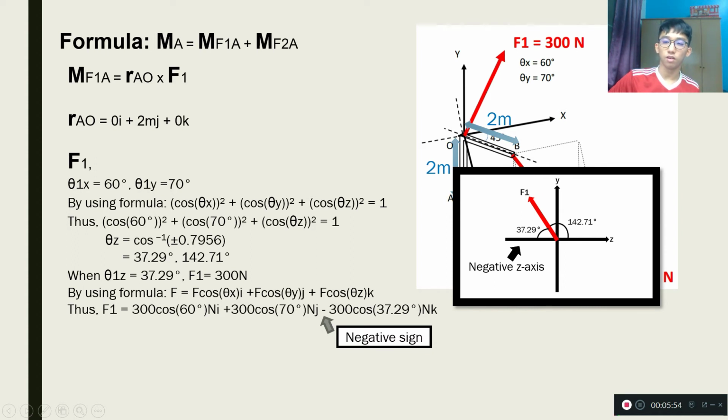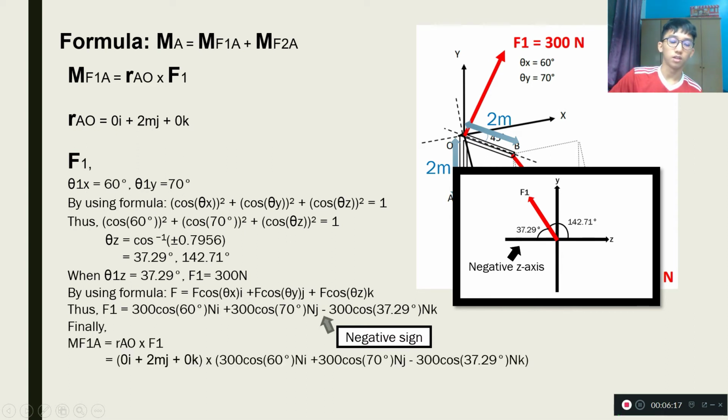And if you use the 142.71 degree in your answer here, you will need to put the original plus instead of the negative sign here. So after calculating, we have to calculate our moment produced by F1 at point A. And then by substituting the values inside, we need to use the cross product as I showed you at the start of the video.